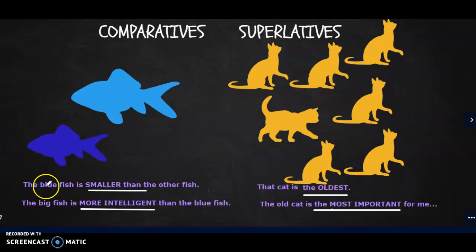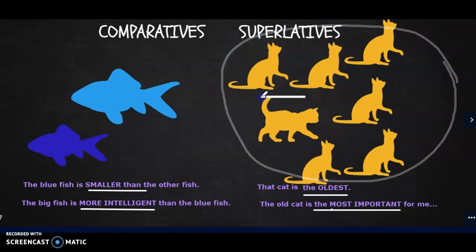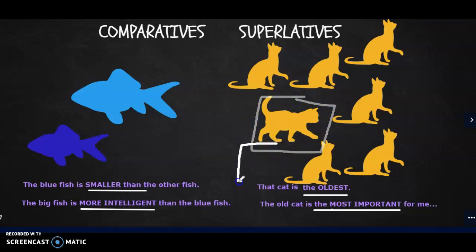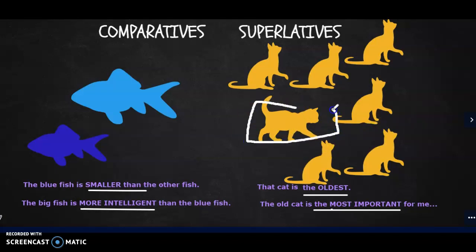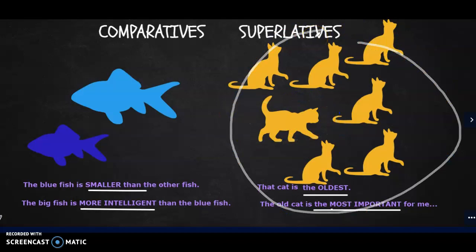And if we are going to talk about a superlative, the story is different. Because I am not just comparing two or three. I am talking about many cats, but I am referring to one in particular. So the cat is the oldest. Remember, when we are describing a superlative, it means it is the most of something. So, that cat is the oldest of all the cats that we see here, right?